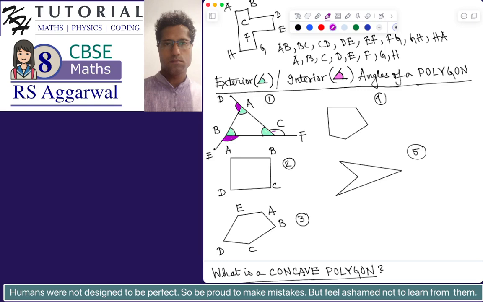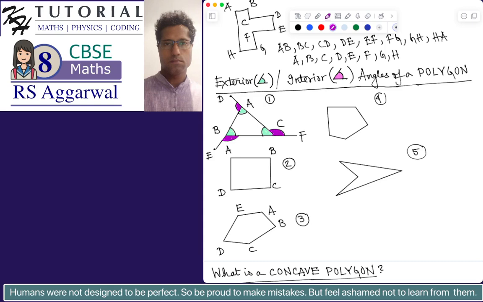Now, how many exterior angles are there in a polygon? As we have already understood, how many interior angles are there in a polygon? There are as many as there are vertices. So for a triangle there are three vertices, so we have three interior angles. For a quadrilateral there are four vertices, so there are four interior angles. So the number of interior angles in a polygon is equal to the number of sides of the polygon.